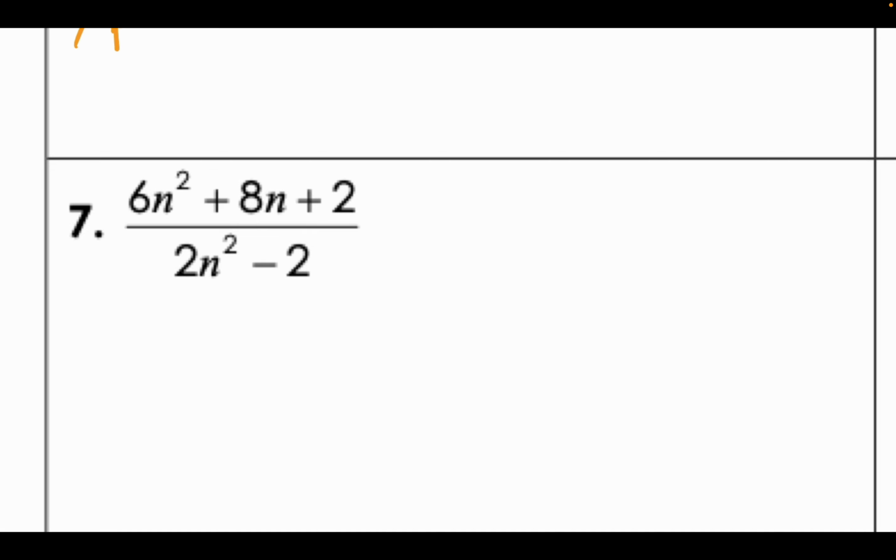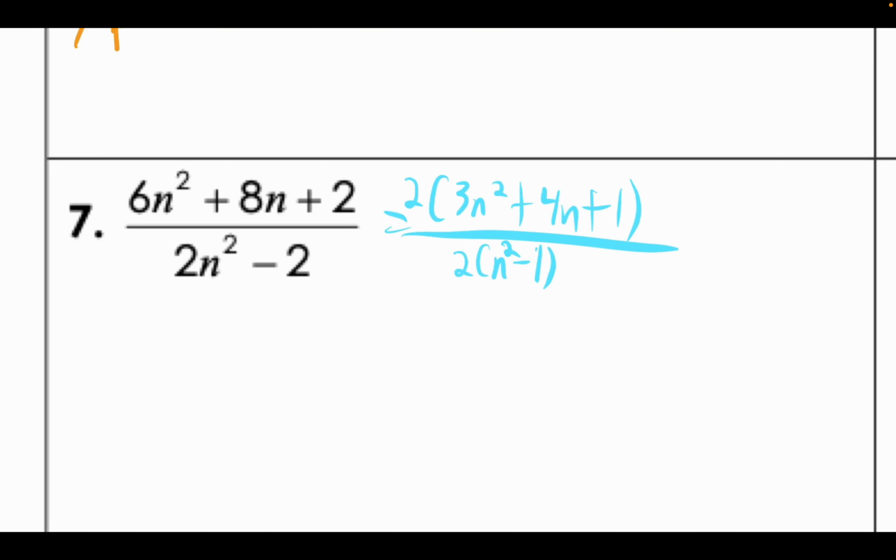On top, we're going to look to factor. There's a GCF there. The GCF is 2. So we're left with 3n squared plus 4n plus 1. And the bottom ends up being 2 times n squared minus 1.